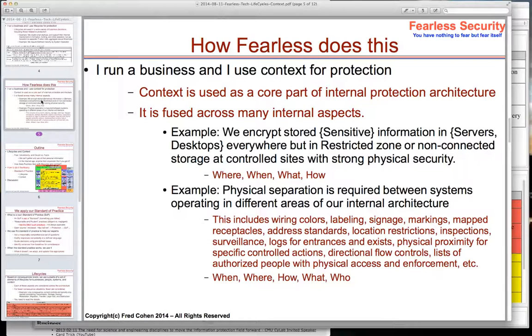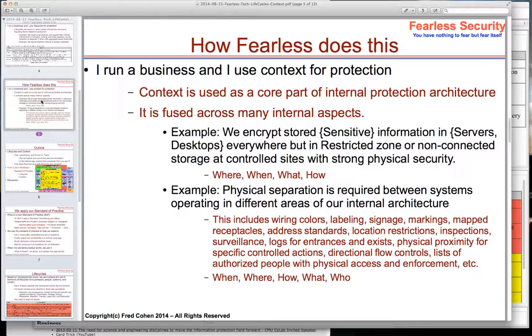But in the restricted zone of our zoned architecture, or in non-connected storage, which is to say, disks sitting in a safe at controlled sites with strong physical security, we don't necessarily encrypt it. It's not necessary there. And in fact, we're concerned about being able to recover it with forensic techniques. If it's encrypted, it's a big problem. But if we have a backup copy that's stored somewhere physically secure, it gives us the potential to recover regardless of what happens to the keys.